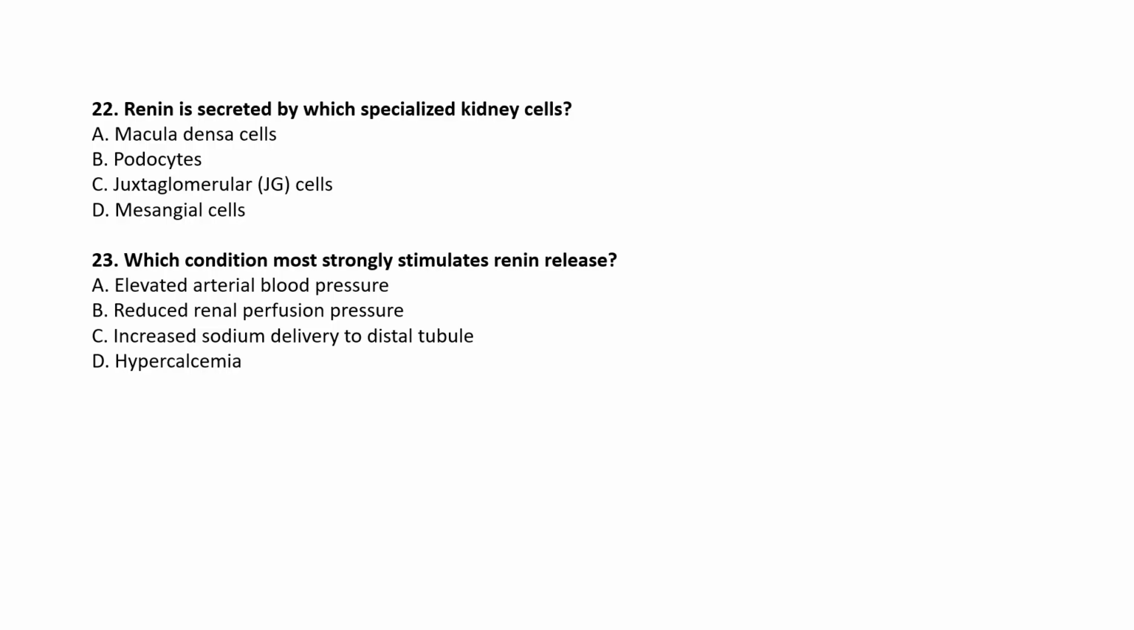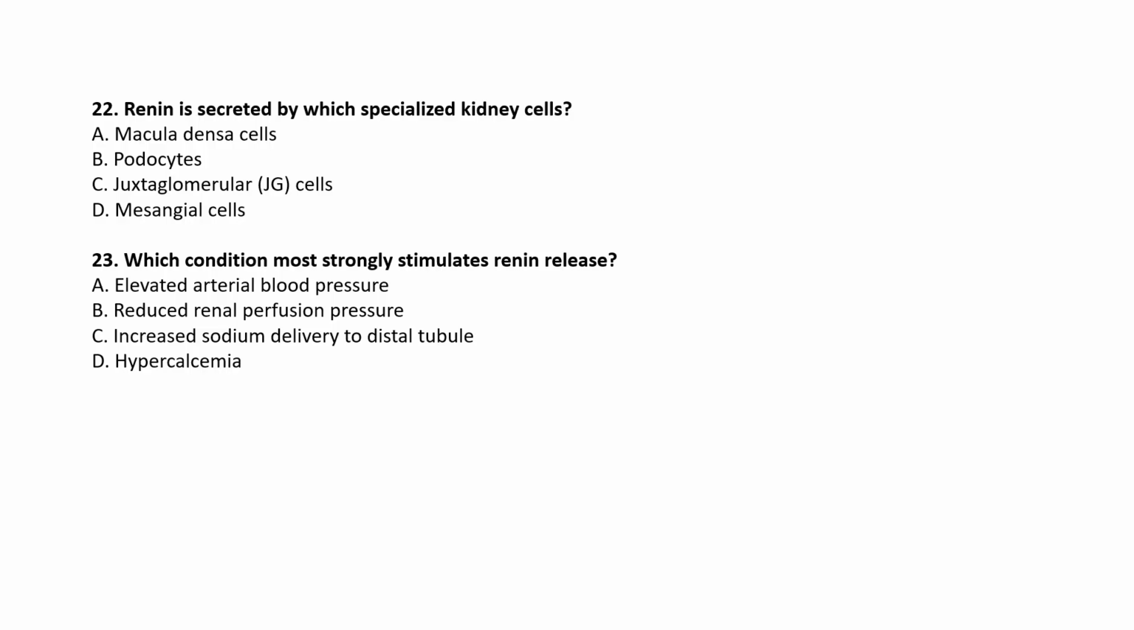Because the goal here, and renin release is the start of this RAS pathway, right? The goal here is to increase blood pressure. So elevated arterial blood pressure, that's not what's going to do it. Reduced renal perfusion pressure, though, that is the correct answer here, option B. Okay. So what does that mean?